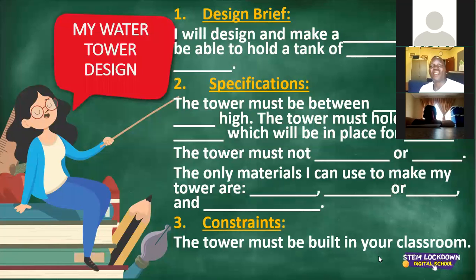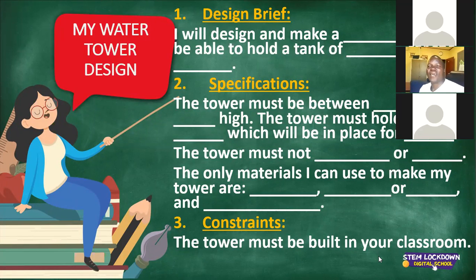Now, I will design and make a what? That will be able to hold a tank of what? For what? That is my design brief. So I want one of you to give me the answer on those three spaces. I will design and make what? That will be able to hold a tank of what? For what? Now, can you give me the answer of that design brief on those spaces?